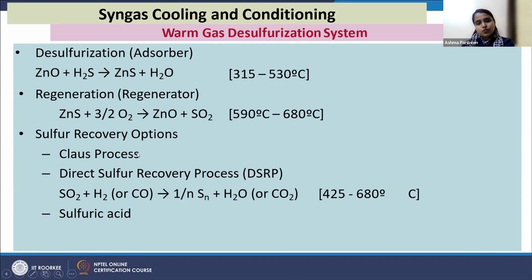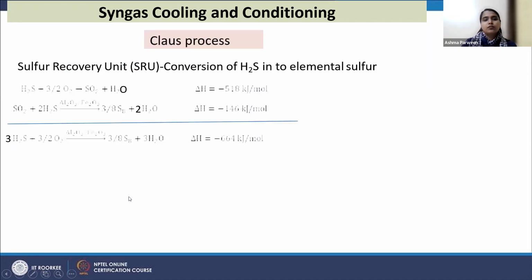We can use the Claus process, or we can go for direct sulfur recovery, in which SO2 is reacted with hydrogen or CO to produce elemental sulfur. Or we can use this SO2 to produce sulfuric acid. Here the Claus process is shown, where H2S is first reacted with oxygen to produce SO2. Then SO2 is again reacted with H2S to produce elemental sulfur. After adding these two reactions, this is the final reaction, and we use one catalyst here, that is aluminium oxide or iron oxide.